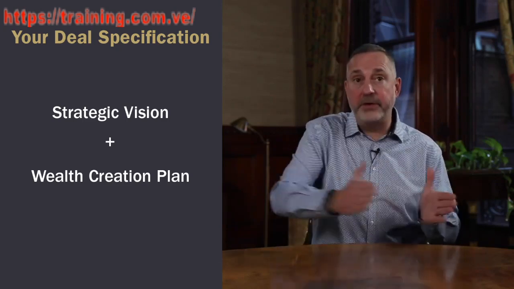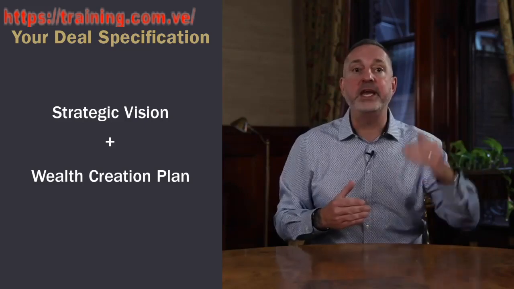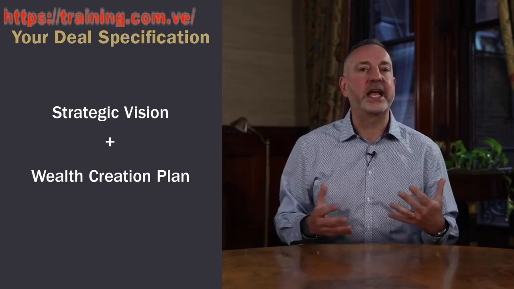And the second part of the deal specification is to look at your wealth creation plan. And this determines the amount of deals that you need to do and over what period of time to hit your magic number, the amount of money that you want to generate when you've built your empire and then you sell it. Now, this tool works all of that out for you. So let's get to it.